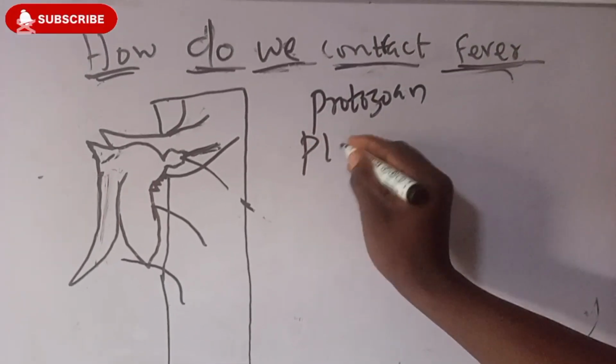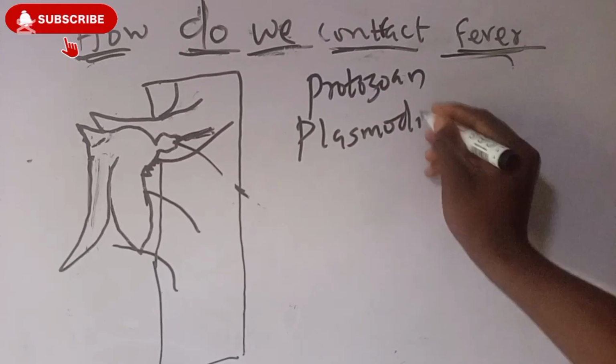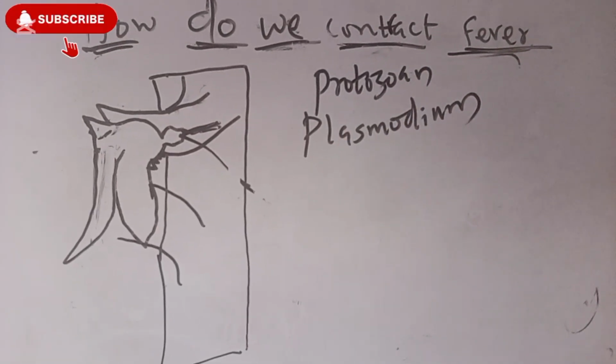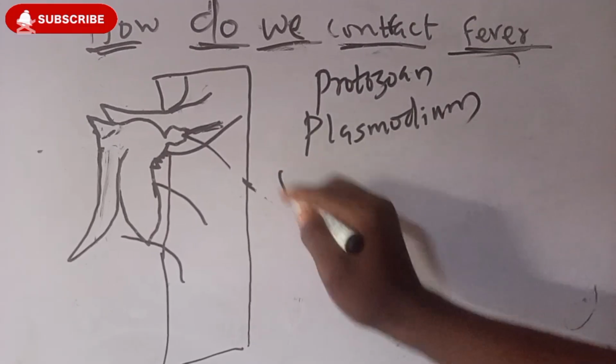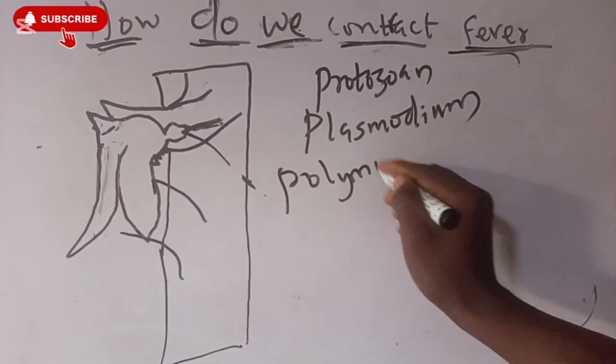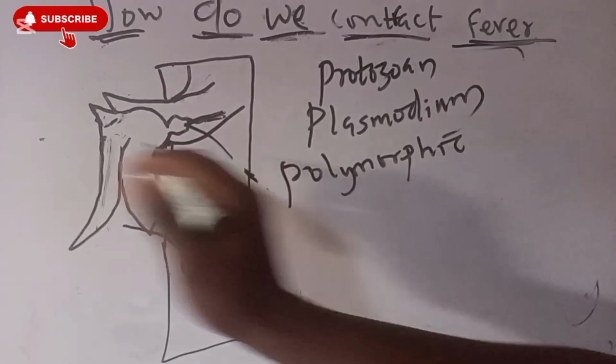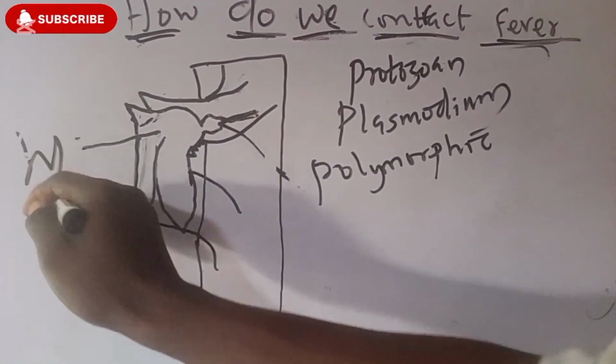called plasmodium. This plasmodium is the actual cause of malaria because they are polymorphic, which means they can transform into different forms. Polymorphic. So I'm going to explain everything. Let's take a look at this organism M, which is the mosquito.